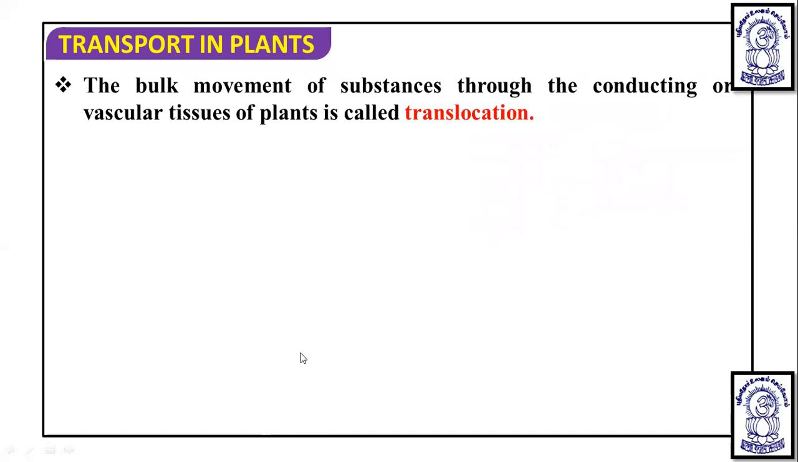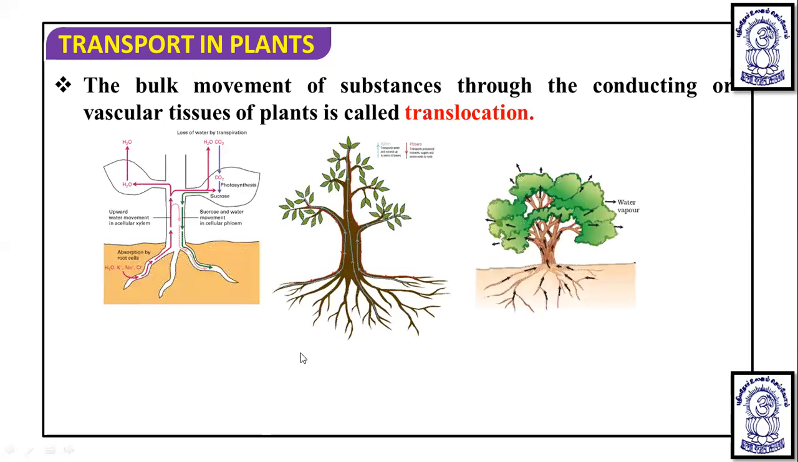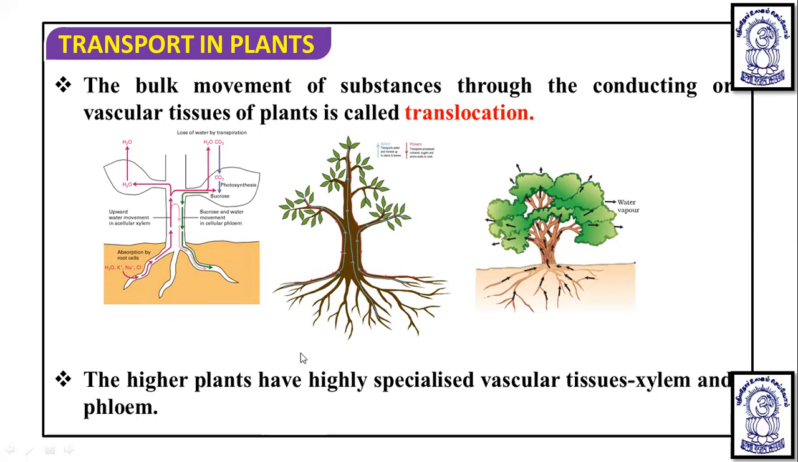So the bulk movement of substances through the conducting or vascular tissue of a plant is called translocation. So when conduction occurs through the xylem or phloem vascular tissues, then it is known as translocation. And we know that higher plants have highly specialized vascular tissue, that is the xylem and phloem.